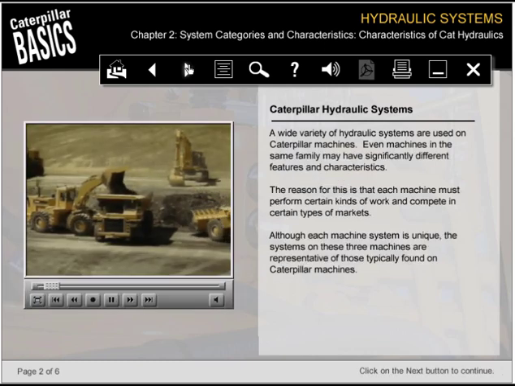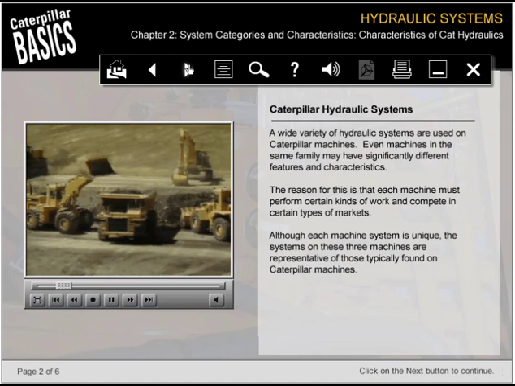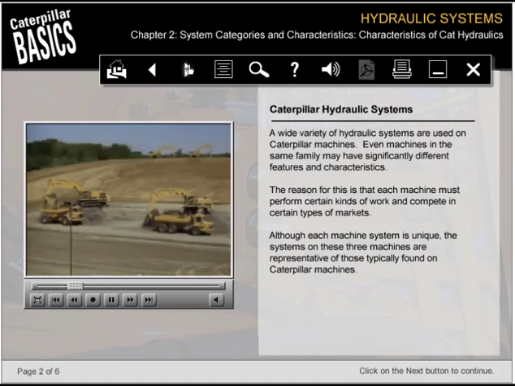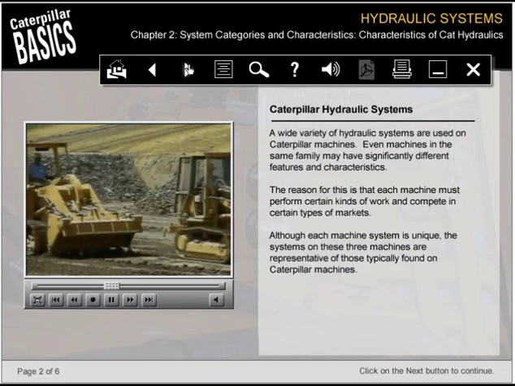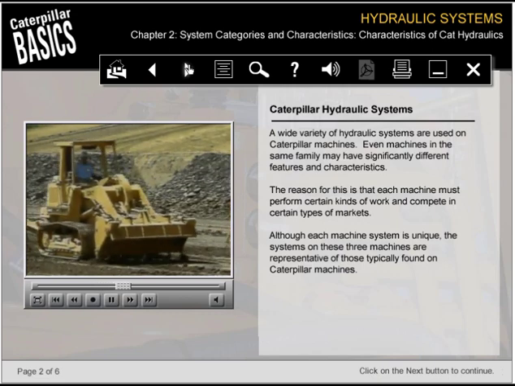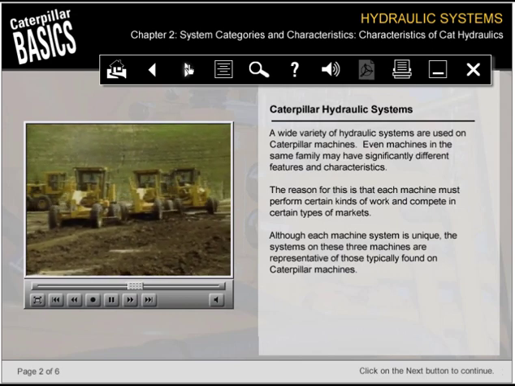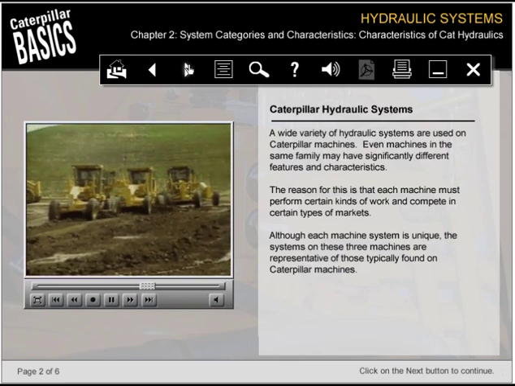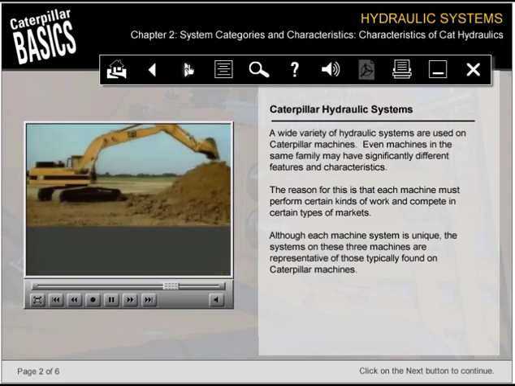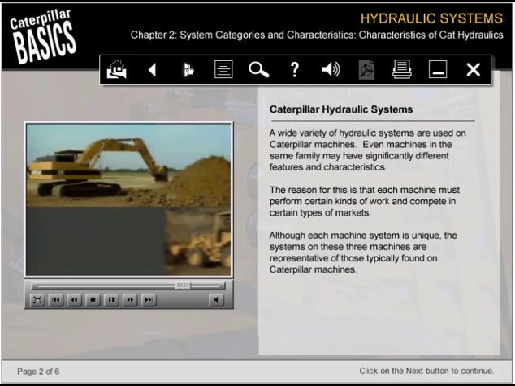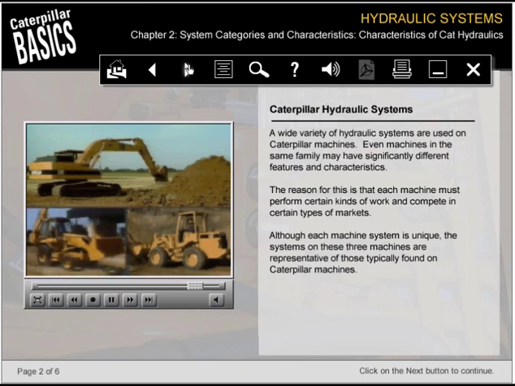A wide variety of hydraulic systems are used on Caterpillar machines. Even machines in the same family may have significantly different features and characteristics. The reason for this is that each machine must perform certain kinds of work and compete in certain types of markets. Although each machine system is unique, the systems on these 3 machines are representative of those typically found on Caterpillar machines.